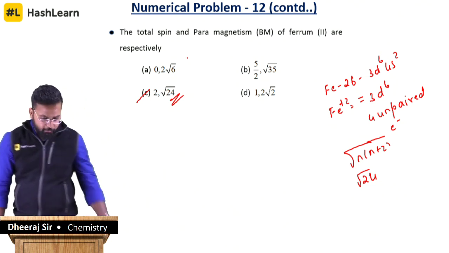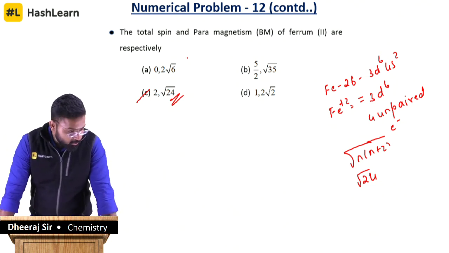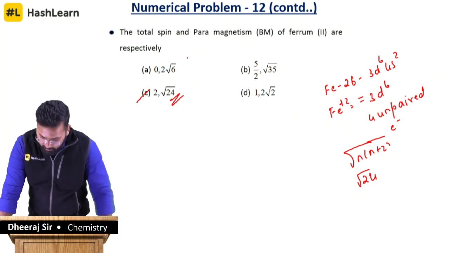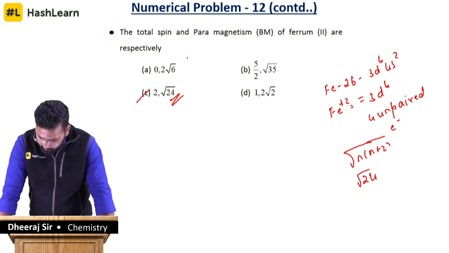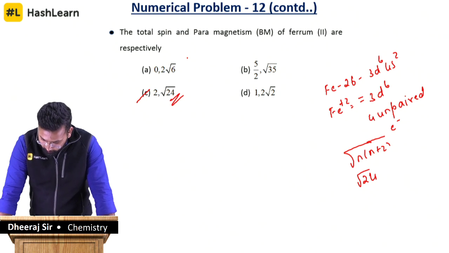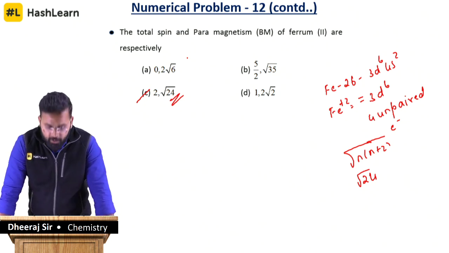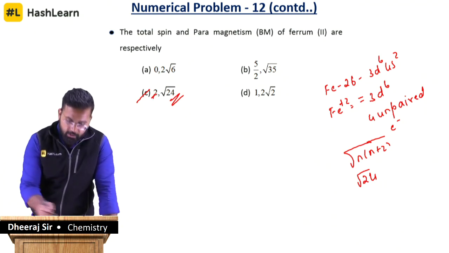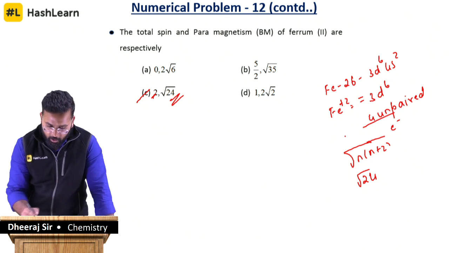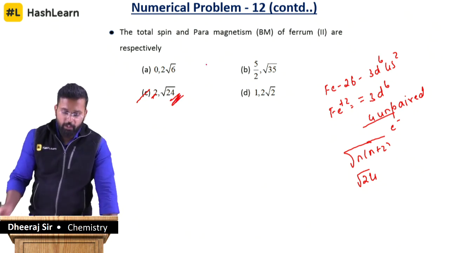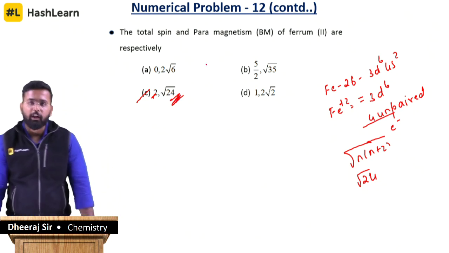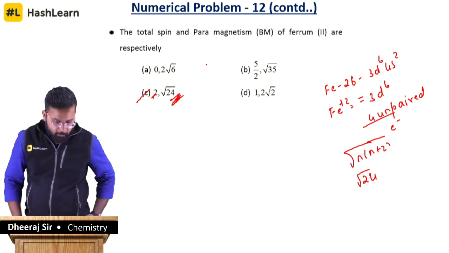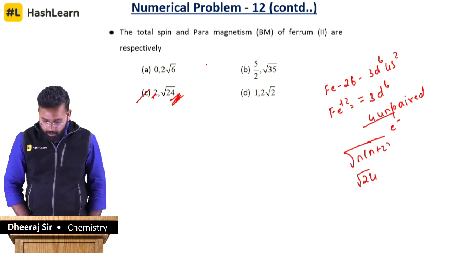Yogesh, it's a pretty straightforward question. It should not trouble you so much. You just have to calculate the spin and the paramagnetism. So oxidation number of Fe is 2, so the total spin refers to oxidation number, and that is 2 in this case. Using that, I'll calculate the number of unpaired electrons, and paramagnetism is root 24 BM. BM stands for Bohr magneton. So option C is the answer.